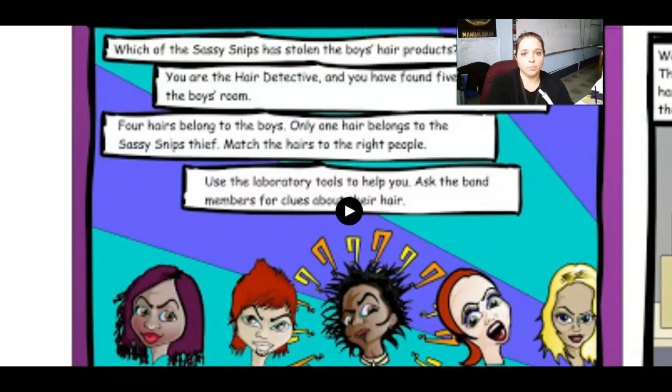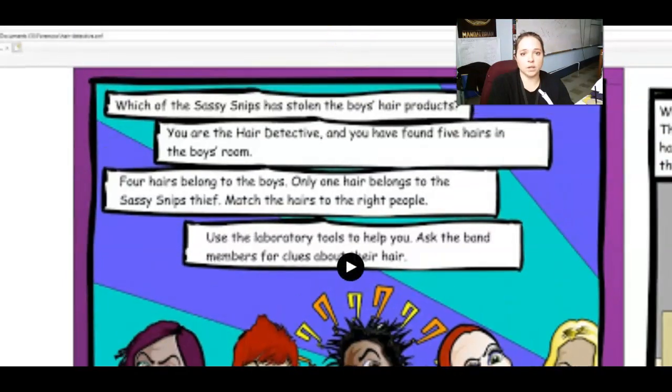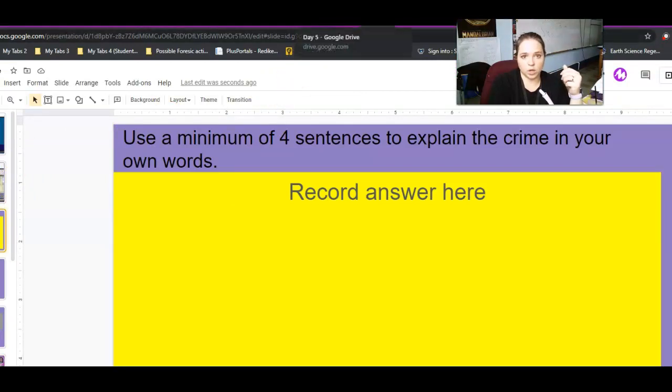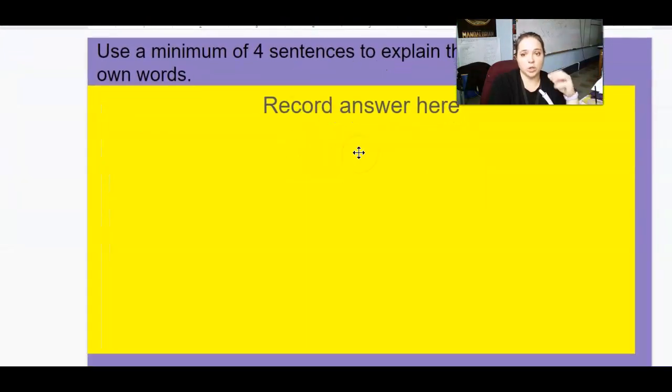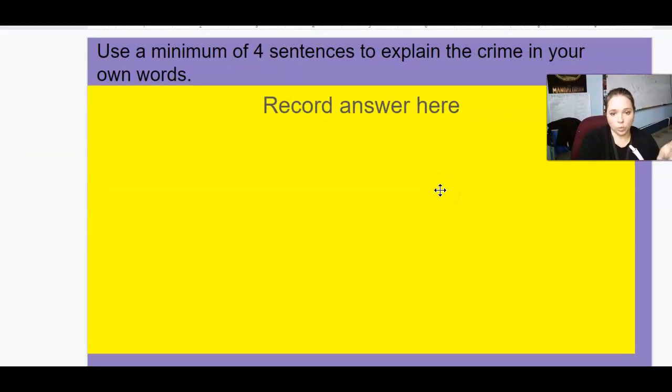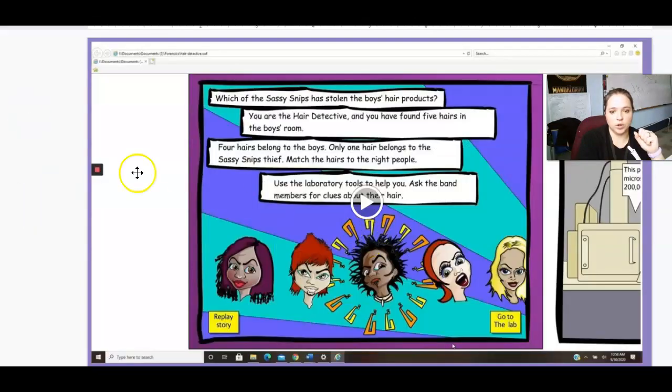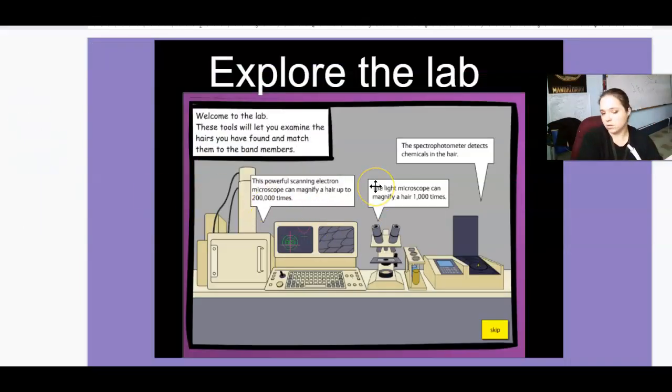It's very important. And then once you're done watching it, just go to the top, exit out, and then this is where I was talking about you're going to explain using 4 sentences in your own words what happened. So you just click in here, you can erase that and put in your own answer. You have this little thing. It's not a play. You're not watching anything. It just explains the lab, what we're going to be using in this little CER.